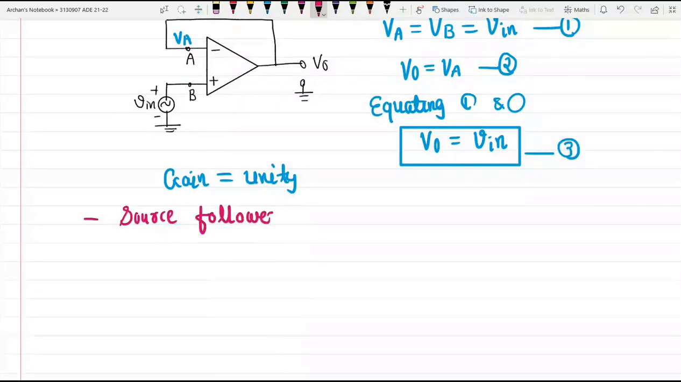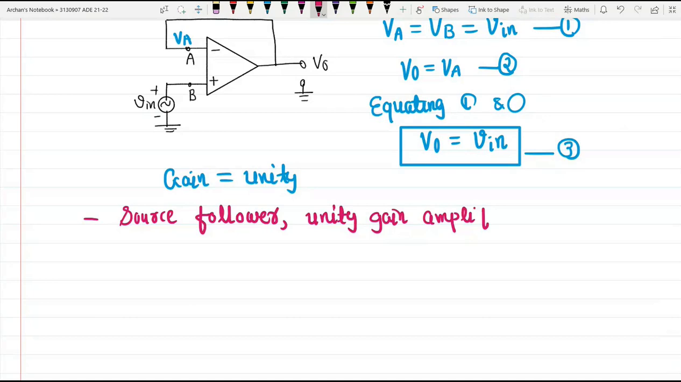It is also known as a source follower circuit, or a unity gain amplifier, because this circuit provides a gain equal to 1. We can also call it a buffer amplifier, or an isolation amplifier.